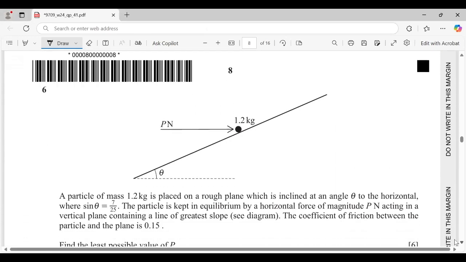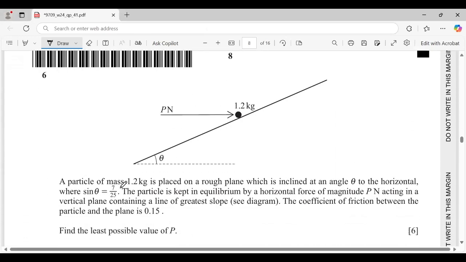Next question, number 6. A particle of mass 1.2 kilograms is placed on a rough plane which is inclined at an angle theta to the horizontal, where sin theta equals 7 over 25. The particle is kept in equilibrium by a horizontal force of magnitude P Newton acting in a vertical plane containing a line of greatest slope. The coefficient of friction between the particle and the plane is 0.15. So mu equals 0.15. The question: find the least possible value of P.